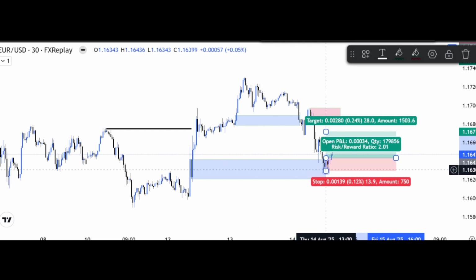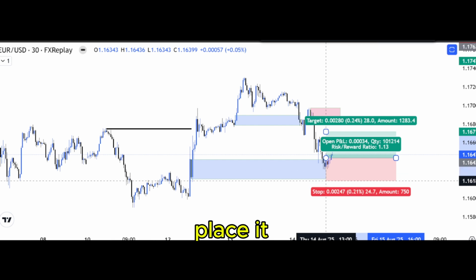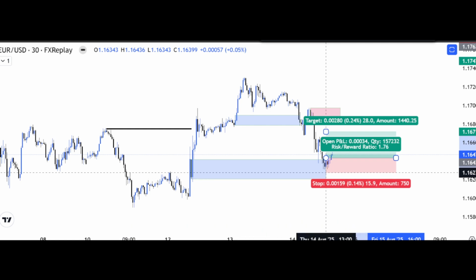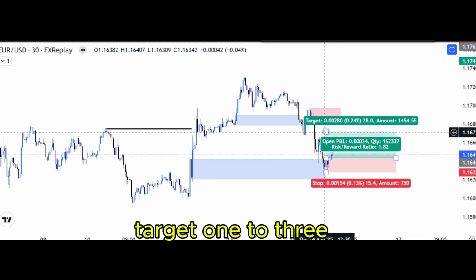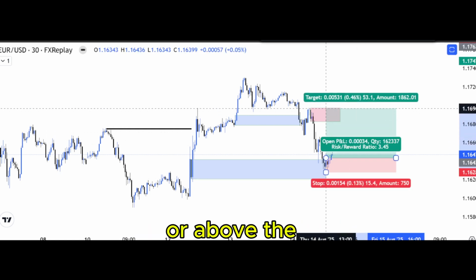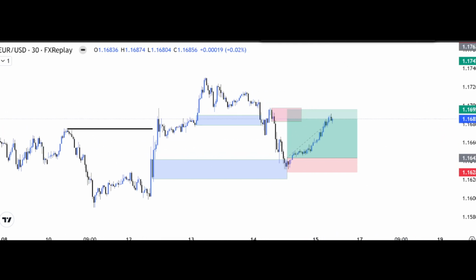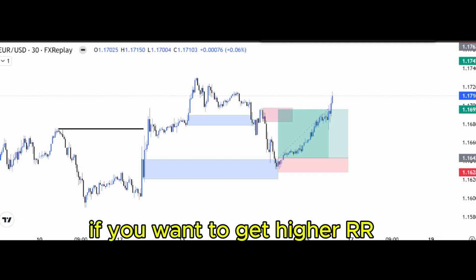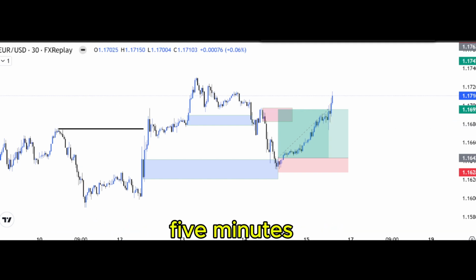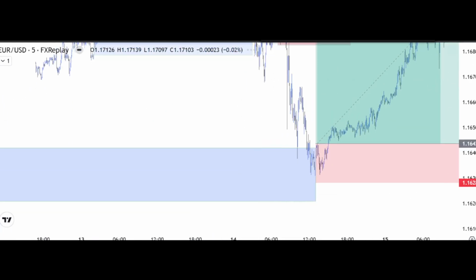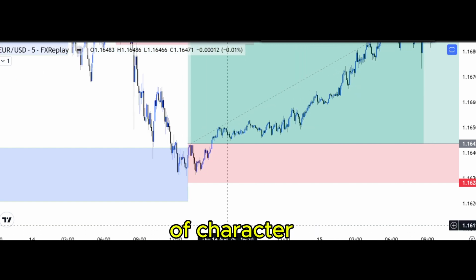Stop loss. If you want to be conservative, you can place it below the demand, or if you want to get higher RR, place it under the rejection, few pips low. Target 1 to 3 or above the fake supply. If you want to get higher RR, you can go to 5 minutes or 3 minutes to look for change of character.